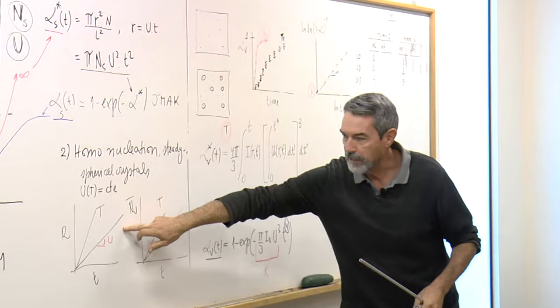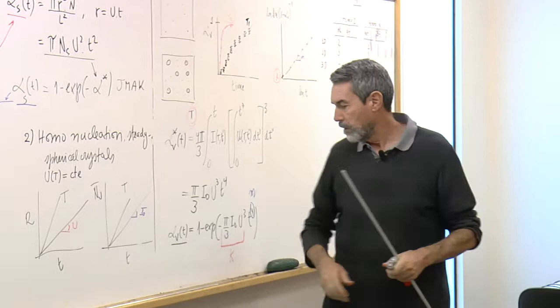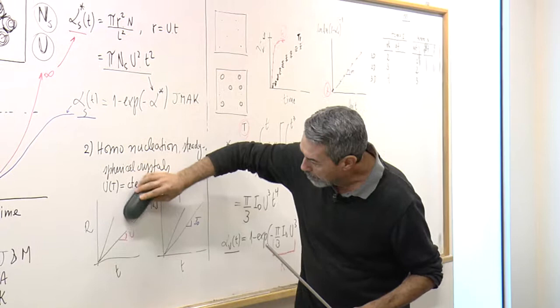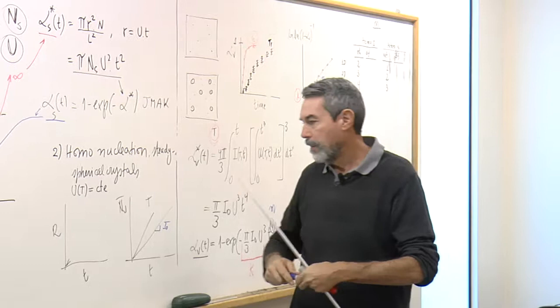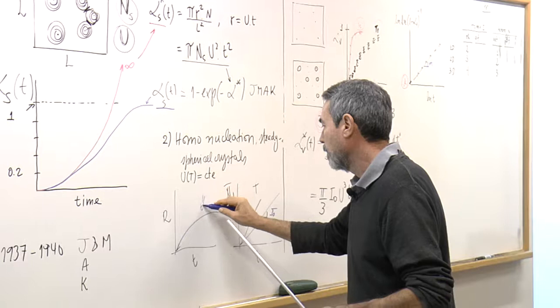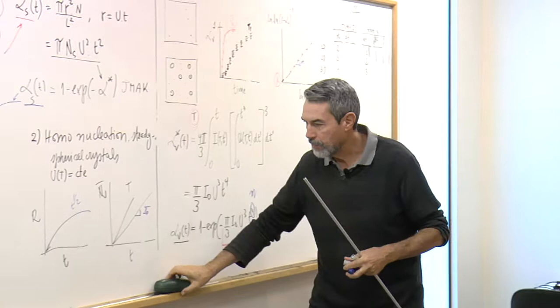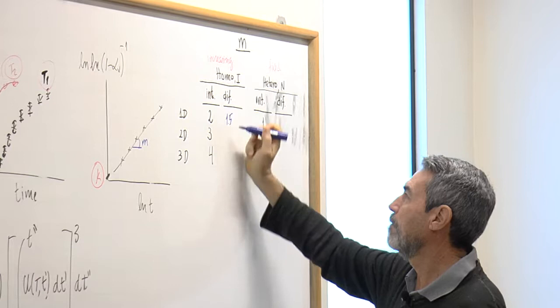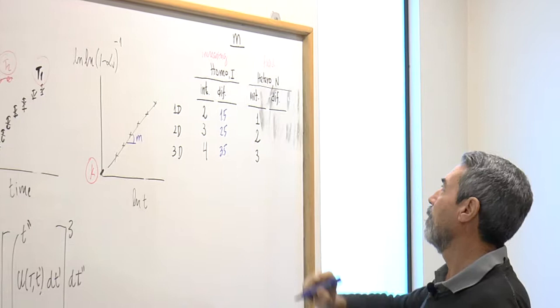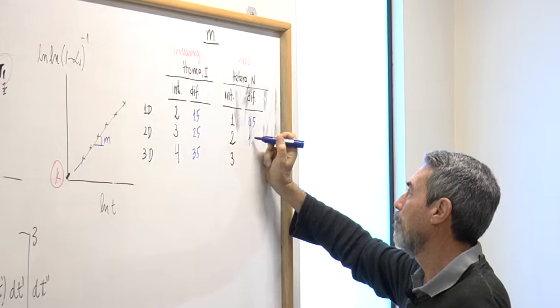The radius versus time no longer evolves linearly. So for diffusion-controlled growth, the radius typically follows the square root of time. Square root of time. So in this case, here we have 1.5, 2.5, 3.5. Here we have a half, 1.5, 2.5.